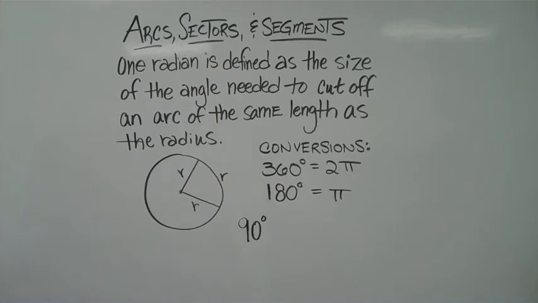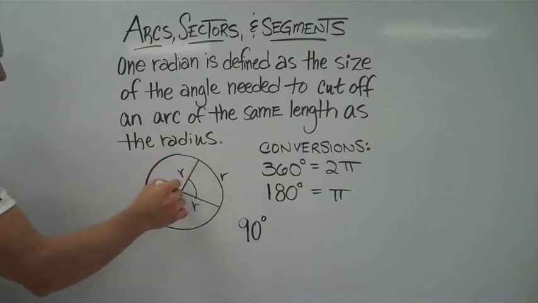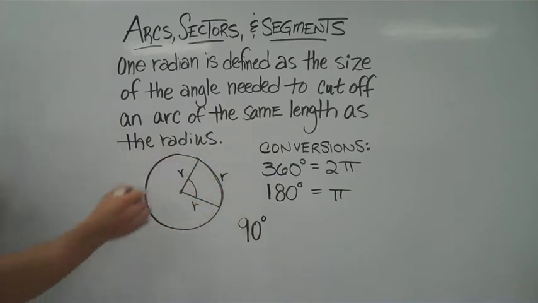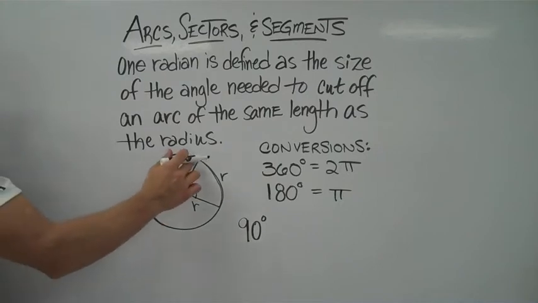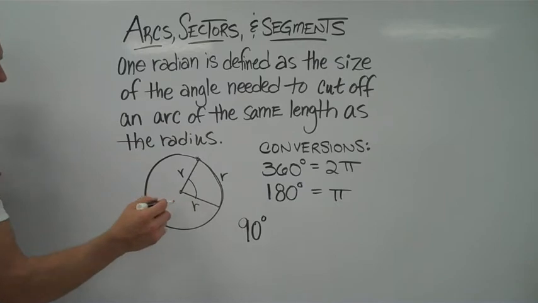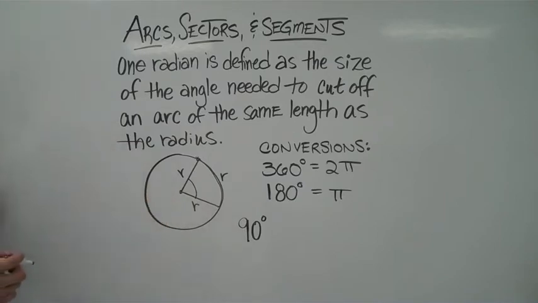The first thing we have to know is, what is a radian? One radian is defined as the size of an angle needed to cut an arc of the same length as the radius. Well, what does all that mean? Whatever the size of this angle is, 1 radian. Because my radius is equal to the arc length here, which is also 1 radius. That's what this says here. That is the definition of 1 radian. Radius equals radius equals radius. Whatever angle that is there is defined as 1 radian.